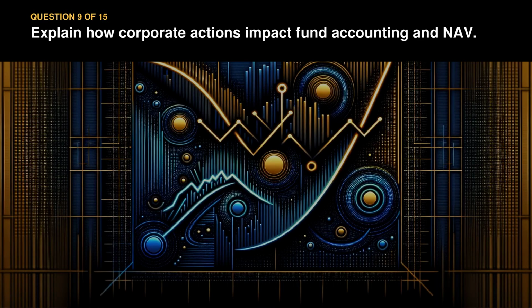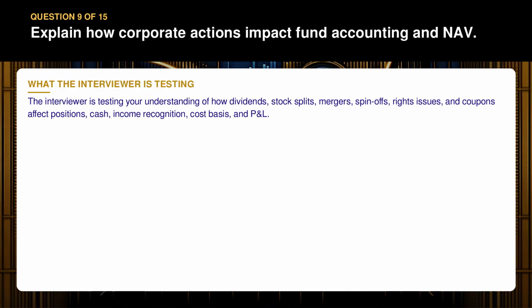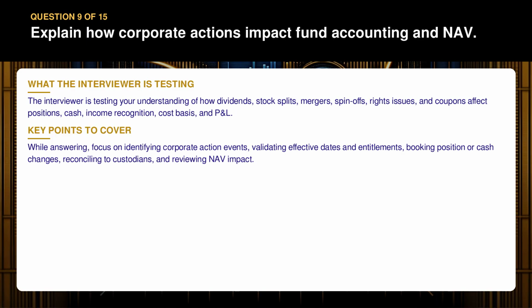Question 9. Explain how corporate actions impact fund accounting and NAV. The interviewer is testing your understanding of how dividends, stock splits, mergers, spin-offs, rights issues, and coupons affect positions, cash, income recognition, cost basis, and P&L. While answering, focus on identifying corporate action events, validating effective dates and entitlements, booking position or cash changes, reconciling to custodians, and reviewing NAV impact.